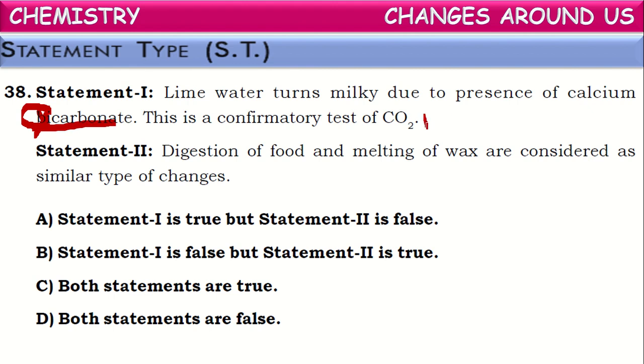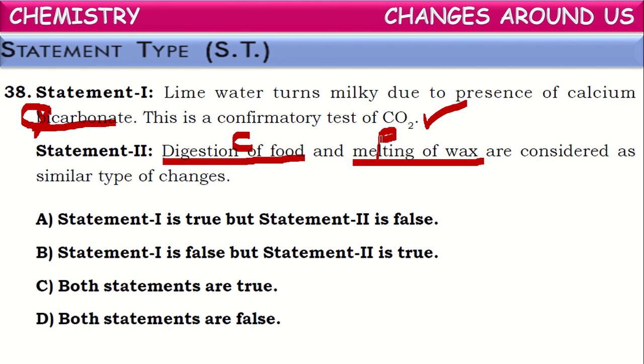So this is true. Next one, digestion of food and melting of wax are considered as similar type of changes. Observe once here the given changes. Digestion of food. What kind of change is this? It is a chemical change because new substances are being formed by the digestion of food. But what about melting of wax? Melting of wax is a physical change as there is no formation of any new substance.